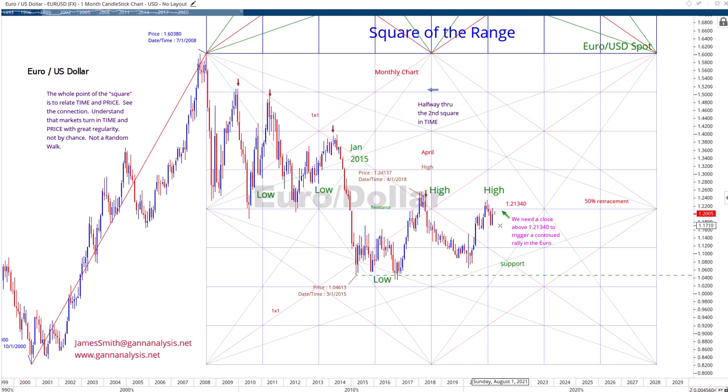And the idea is this is just one tool that Gann used. Obviously, there's a lot of tools. So today I wanted to explain the square of the range on the euro versus the dollar, and some other day, we'll look at other tools. But I hope this has been helpful.